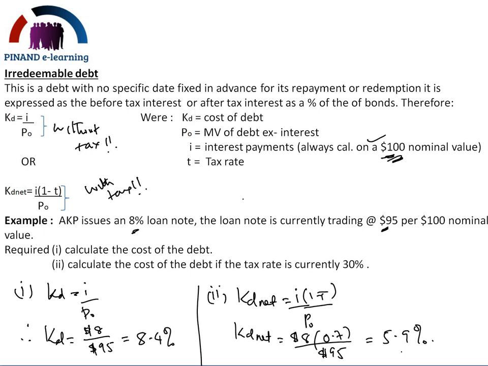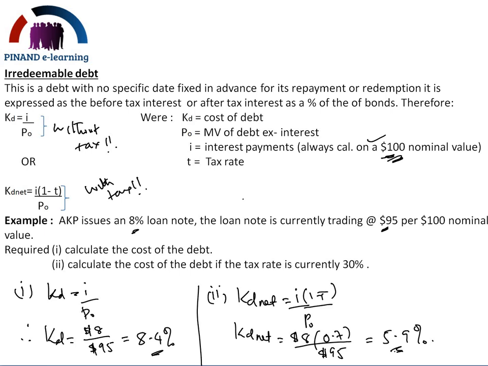You can see this without tax. We got 8.4%, which is a higher cost of capital or a higher cost of debt. Then when we factor in our tax, you can see it has dropped to what? 5.9%. So it is true that the introduction of tax makes cost of debt cheaper.